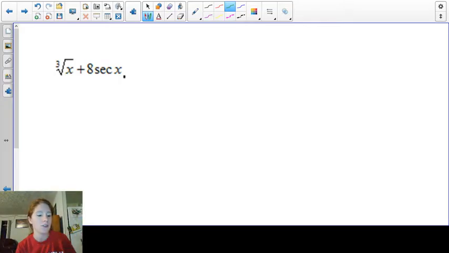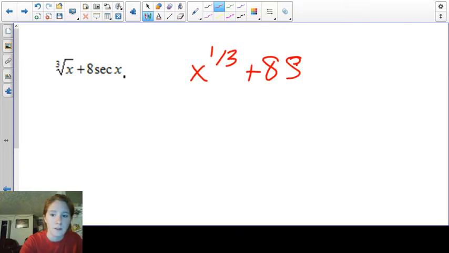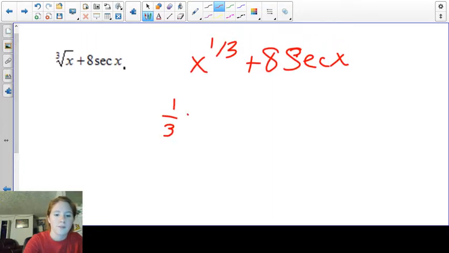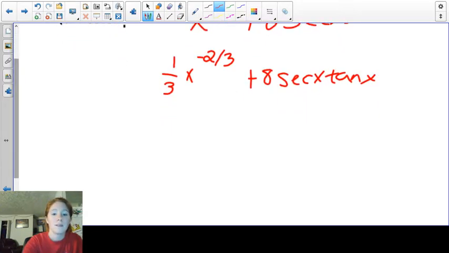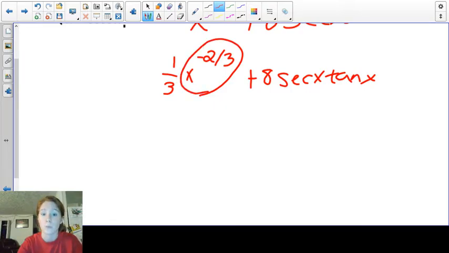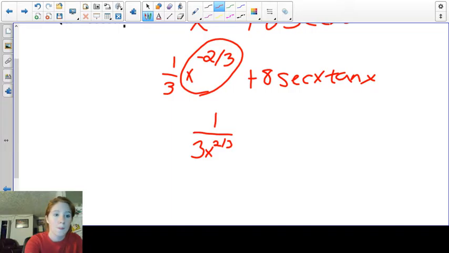Alright, this next one. We're going to have to do a couple things, or we really don't have to do much with it. I should have put this together with the other page. Whatever. First, we have to rewrite that x, the cube root of x, so that's x to the 1/3, plus 8 secant x. Derivative of x to the 1/3 is 1/3 x to the negative 2/3. Derivative of secant is secant x tangent x, so my sign doesn't change, so plus 8 secant x tangent x. This is the only thing with the negative exponent, so that's the only thing that's going to be a fraction. So it's going to be 1 over 3x to the 2/3 plus 8 secant x tangent x.